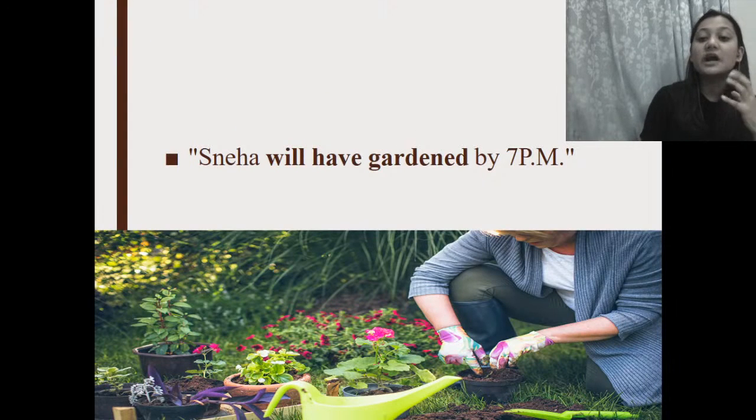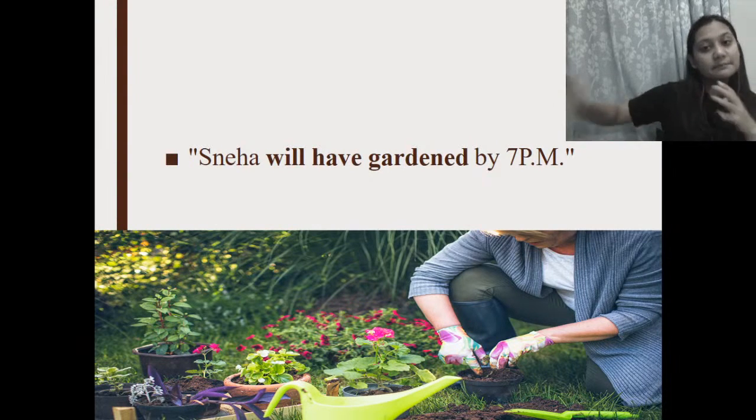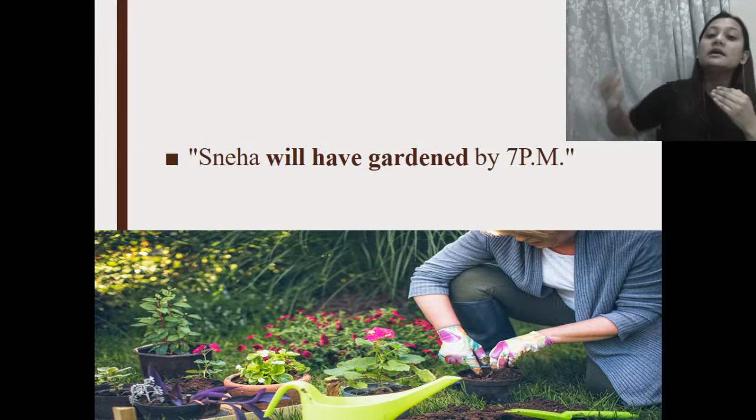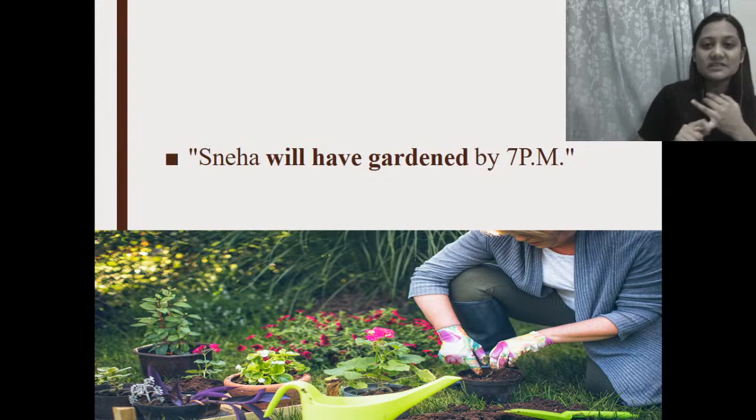Sneha will have gardened by 7 p.m. Right? So, Sneha, 7 p.m. तक she'll be done with her gardening. एक activity हुई जो कि future के बारे में बात कर रही है, but उसमें अगर हमें time frame से constrain किया जा रहा है तो we have to use will have, right?